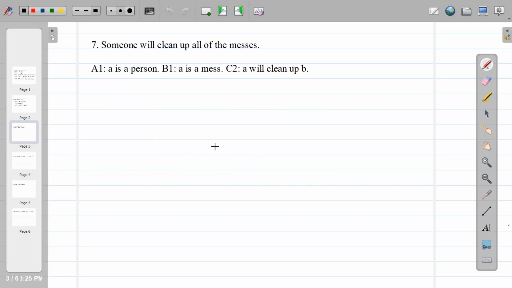So, which way is this sentence ambiguous? It could be, yeah. Is the cleaner specific or general? Perfect, yeah. So is it the case that there is one specific person who's going to clean up all of the messes in the universe of discourse? Or is it the case that for any given mess, there's at least one person such that that person is going to clean it up?